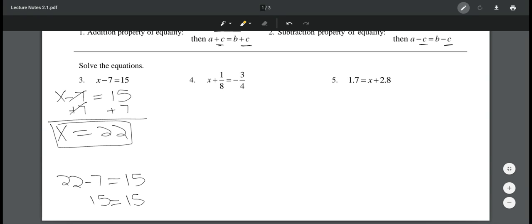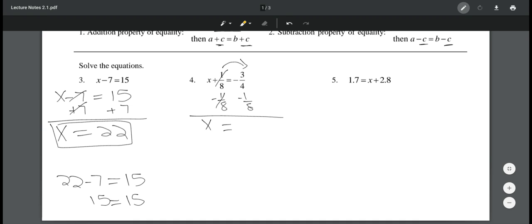So I know that 22 is the correct answer for x in this particular problem. In my second example, I have x plus 1/8 equals negative 3/4. I need to move the 1/8 to the other side, and I'm going to add the opposite of 1/8. So I'm basically going to subtract 1/8. So I'm going to subtract 1/8 from both sides. That leaves me with x. The positive 1/8 and the negative 1/8 will cancel.